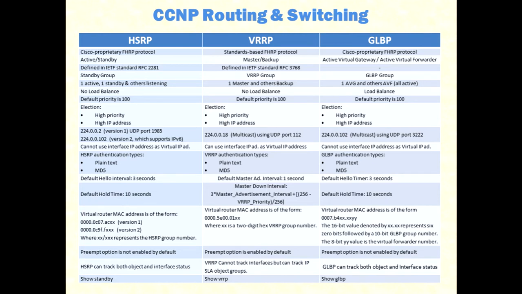For the HSRP, there is no load balance. Also for VRRP, there is no load balance. And GLBP, we have load balancing. The default priority is 100 for the three HSRP, VRRP, and GLBP.